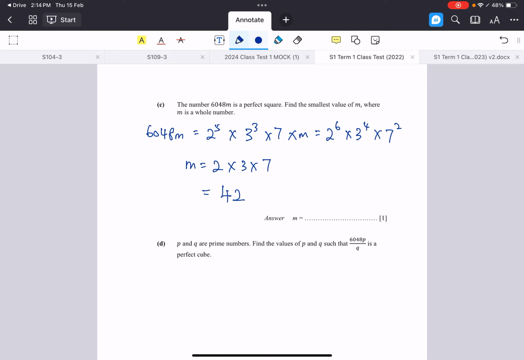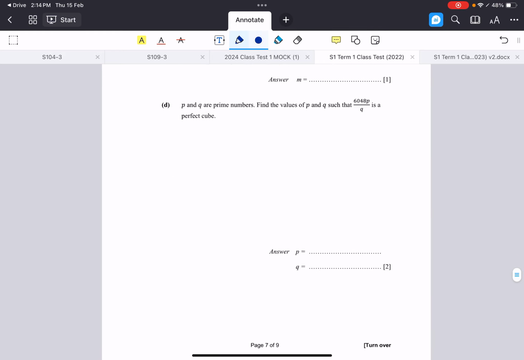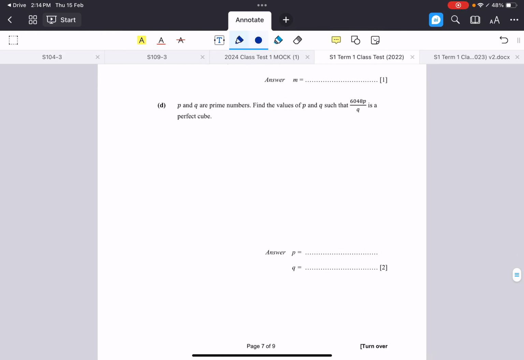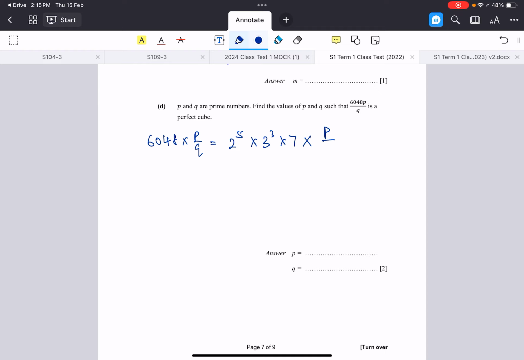Okay, and the next part, p and q are prime numbers. Find the value of p and q such that it's a perfect cube. So now what happened? 6048 times p over q. This is actually the same as 2 to the power 5 times 3 to the power 3 times 7 times p over q, right? So since we want this to be a perfect cube, means we want the indices to be multiples of 3, right?